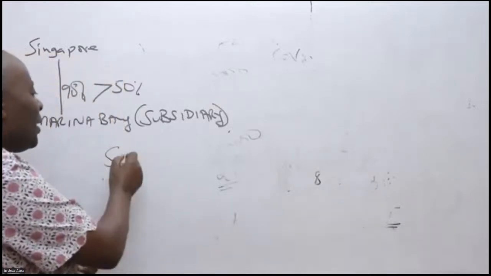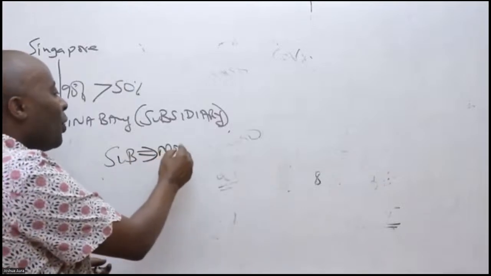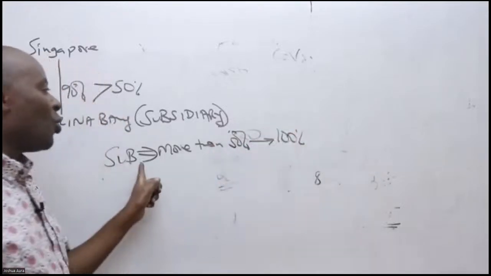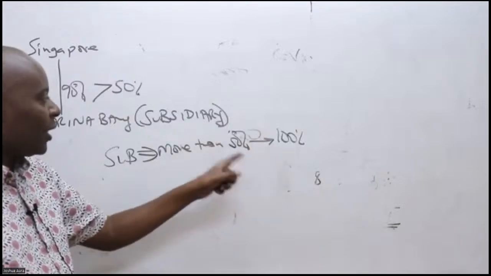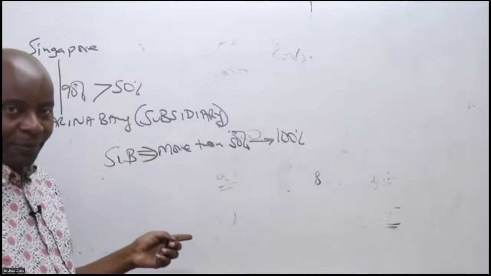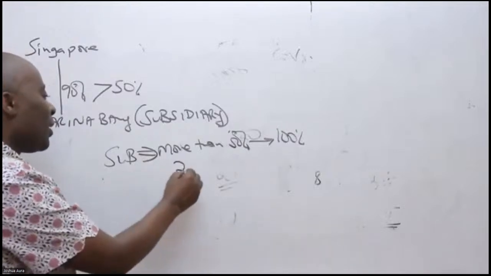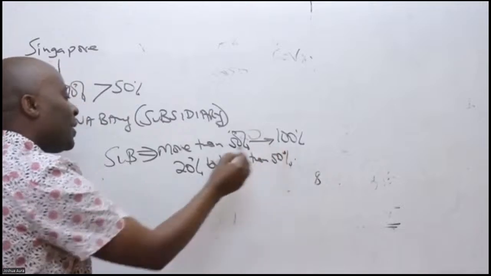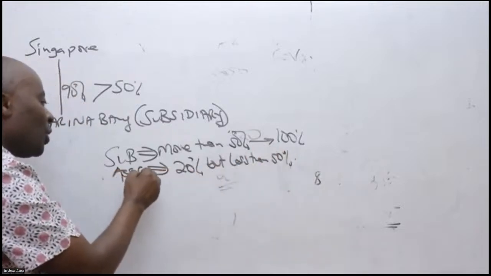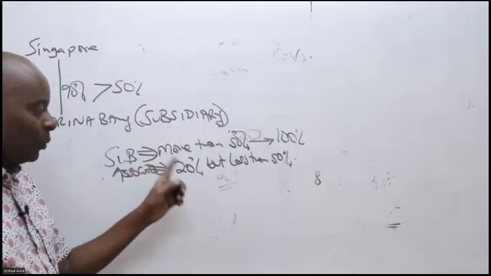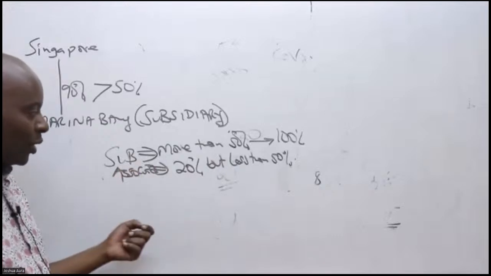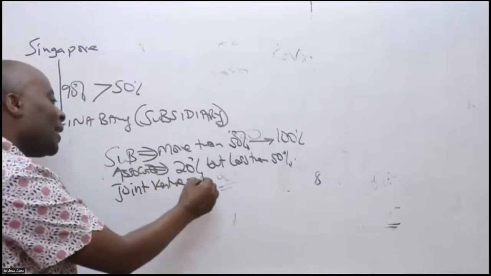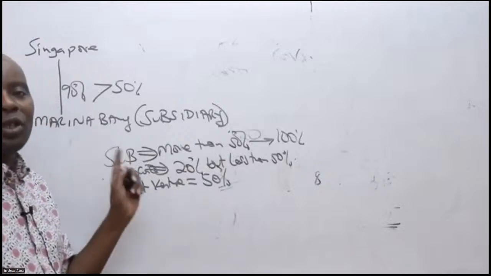If you remember, a subsidiary is anything that is more than 50% all the way to 100%. If you own more than 50% all the way to 100%, then we call that a subsidiary. And anything that falls in between, 20% but less than 50%, we call an associate. 20% to 50%, less than 50%, we call it an associate. And then we have a joint venture. A joint venture is exactly 50%.